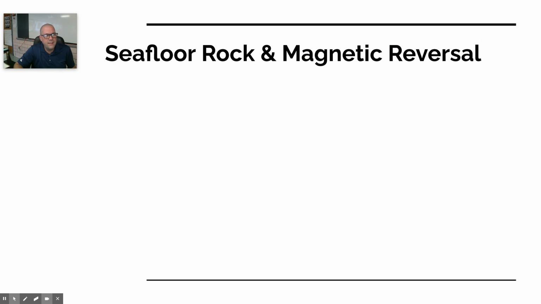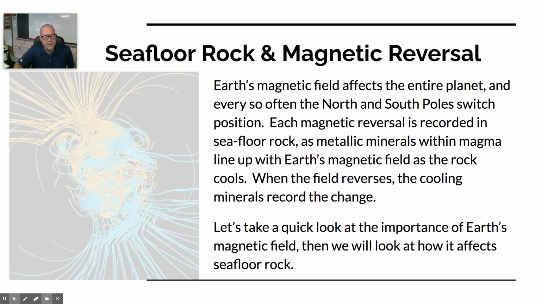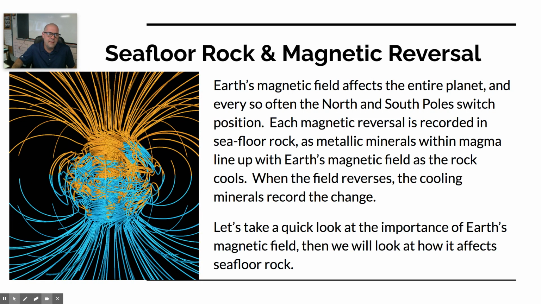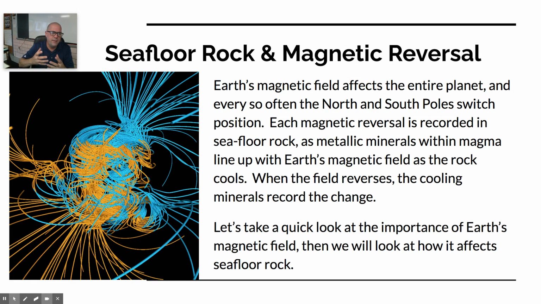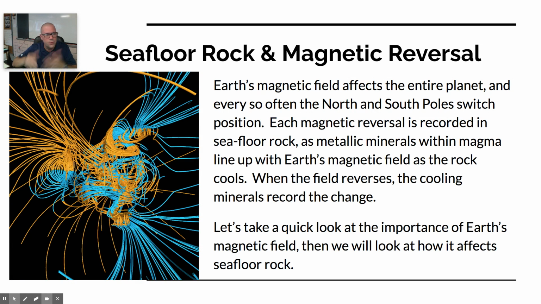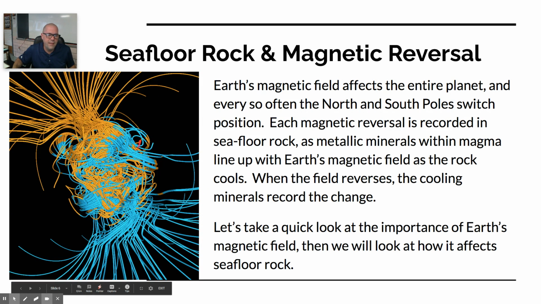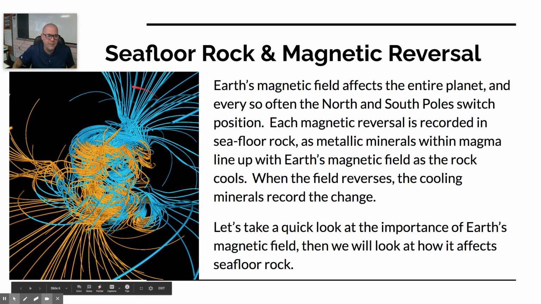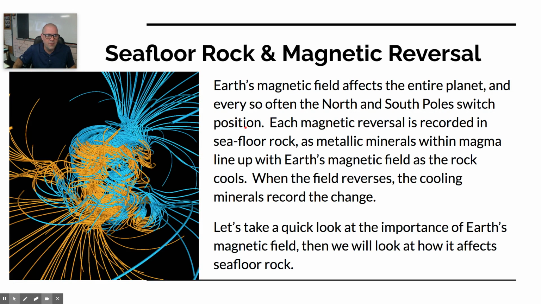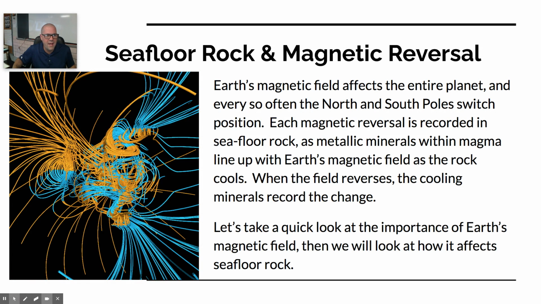The last thing that we talked about was this idea of seafloor rock and magnetic reversal. And I told you that the magnetic field of the Earth is produced in the outer core. It's from all the iron sort of swirling around in the outer core. And that produces this magnetic field that you see over here. It sort of looks like a ball of yarn that has been torn at by several cats.